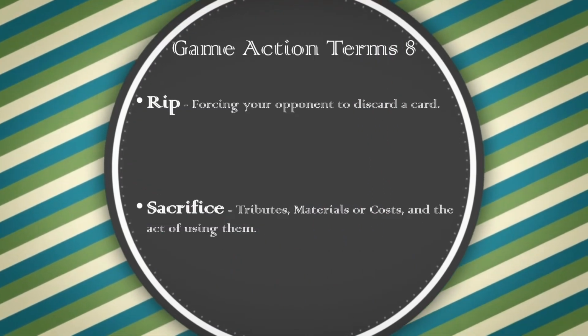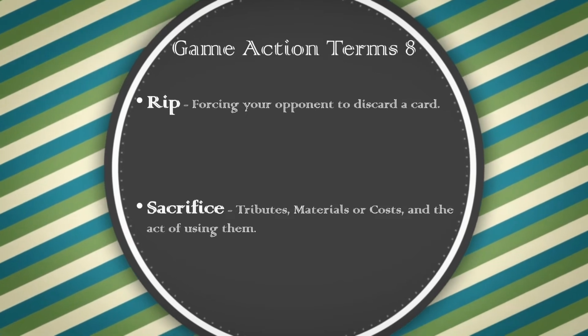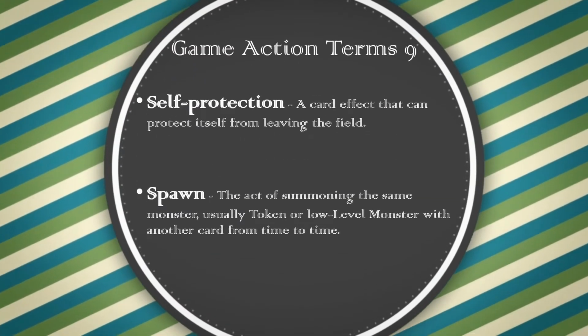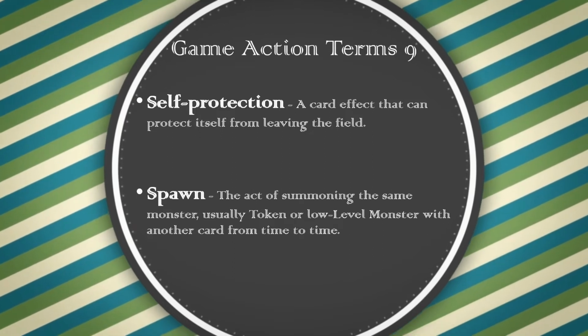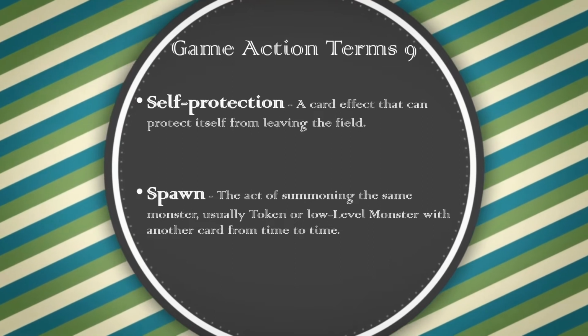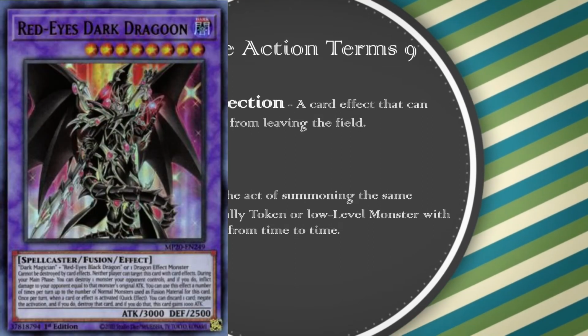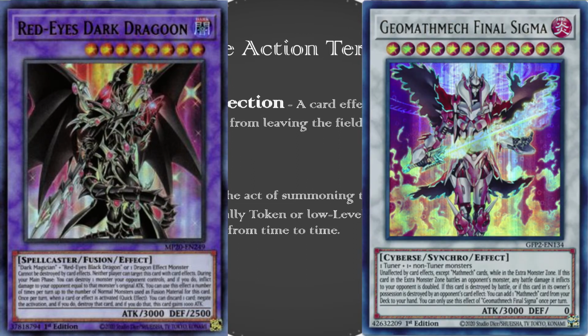Sacrifice. Tributes, materials, or costs, and the act of using them. Self-protection. A card effect that can protect itself from leaving the field. Many boss monsters nowadays have self-protection effects, such as Red-Eyes Dark Dragoon and Geomathmech Final Sigma.